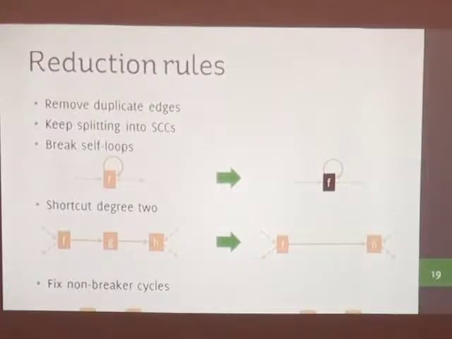Now, this is the blood, sweat, and tears slide, right? But I'll just skip through it real quick. I won't bother with exhaustive proofs. What we do is remove the duplicate edges, and keep splitting everything up into SCCs while we're reducing it. Breaking self-loops is an obvious one. Any nodes of degree 2 left basically look like this: one incoming edge, one outgoing edge, and we can skip the node because if we break one of its neighbors, that would give the same size solution.